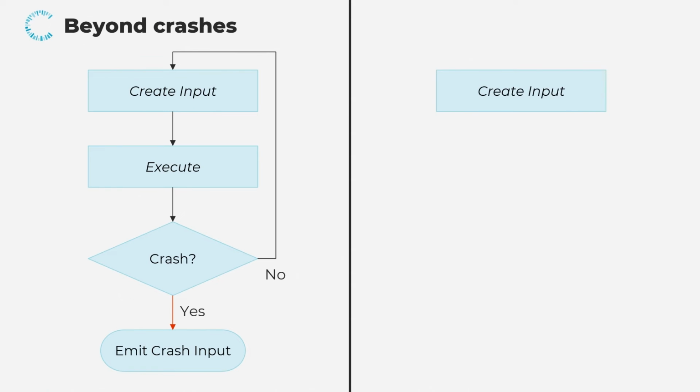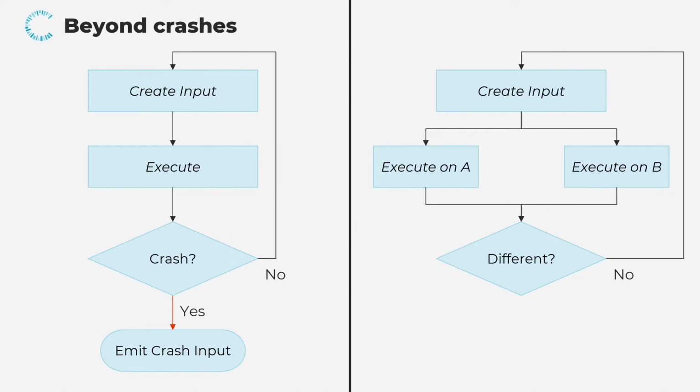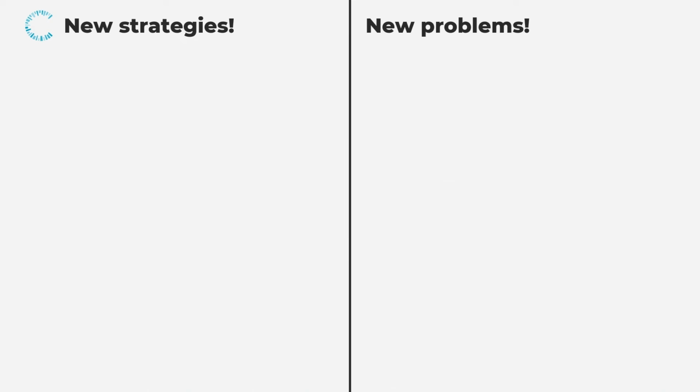Right? We can create an input and then take 2 programs which implement the same task and then check if they're different. And if they're not different, we continue the loop. And if they are different, we emit the differing input, right? And this is really cool because it unlocks some new strategies for us, right? We can test for the differences in 2 programs. We can use one program as an oracle for another program.